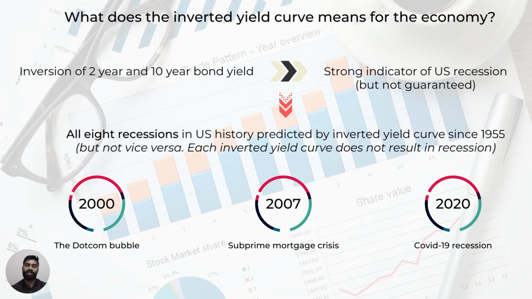And why are we looking at the inverted yield curve and what does it mean for the economy? The inversion of the 2-year and the 10-year bond yield has been a strong indicator of US recession. Well, it's not guaranteed, but it has in fact been a strong indicator. All 8 recessions in US history after 1955 have been predicted by the inverted yield curve. But it's not vice versa, meaning each inverted yield curve does not really result in a recession. For the last 3 recessions, for instance, the dot-com bubble, the subprime mortgage crisis, and the COVID-19 recession, before they happened, there was an inverted yield curve present.